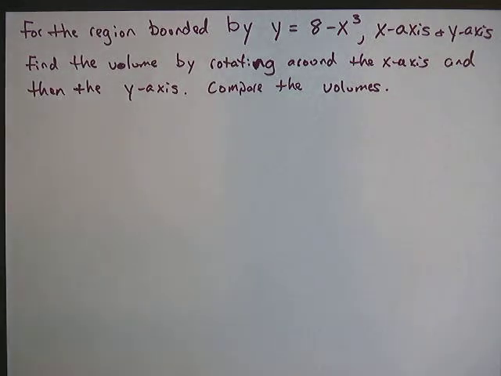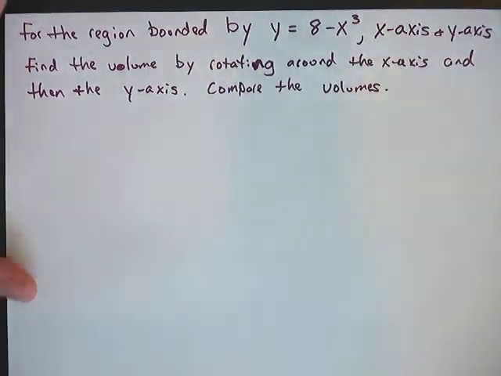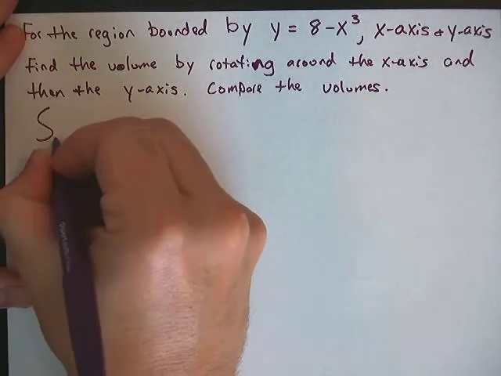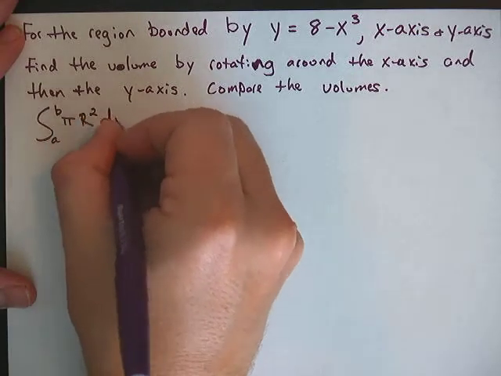For the region bounded by y equals 8 minus x cubed, the x-axis and the y-axis, find the volume by rotating around the x-axis and then the y-axis and compare the volumes. Okay, so let's start with the x-axis. So we know that the formula for that is from a to b of pi r squared dx.